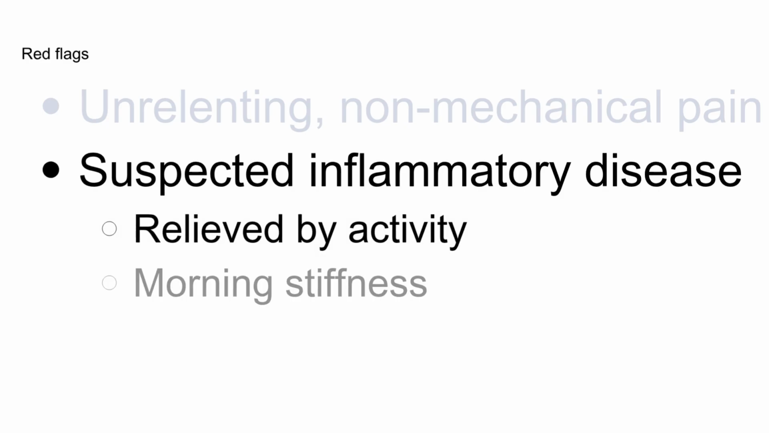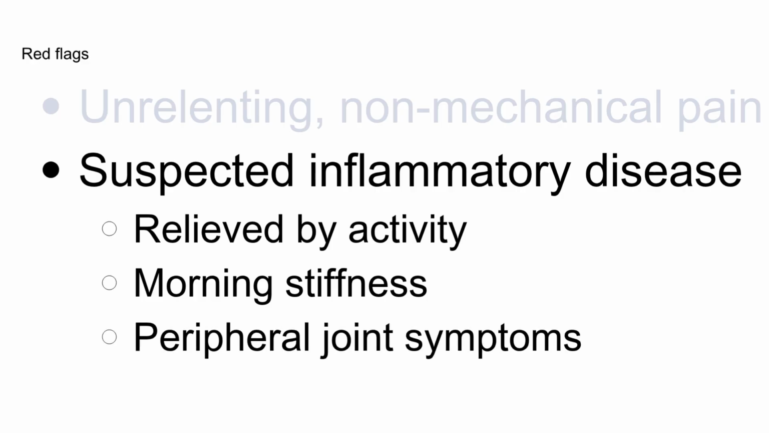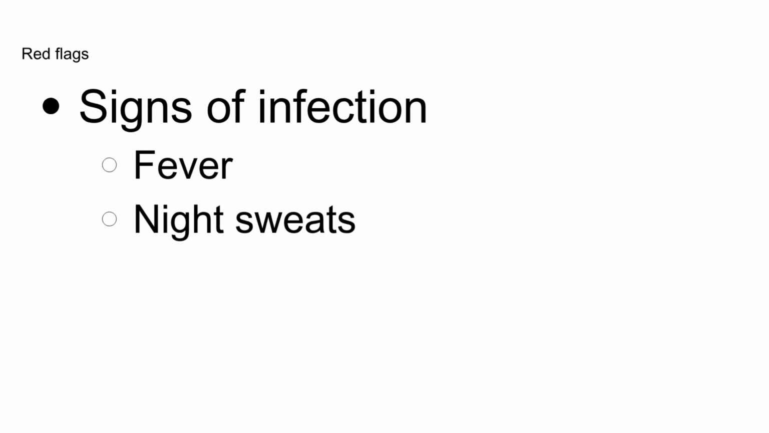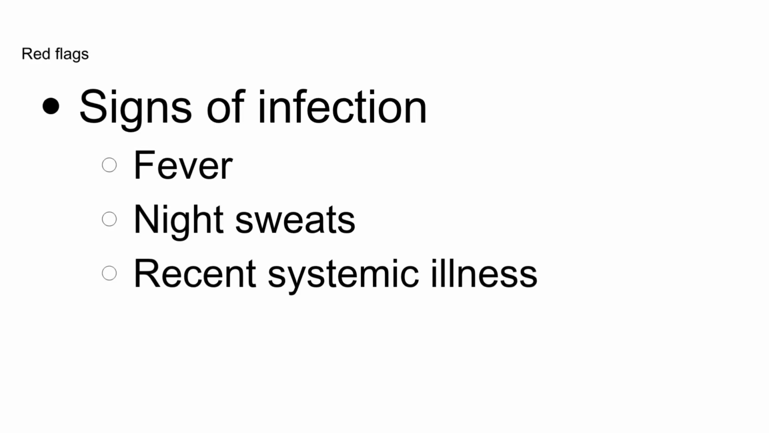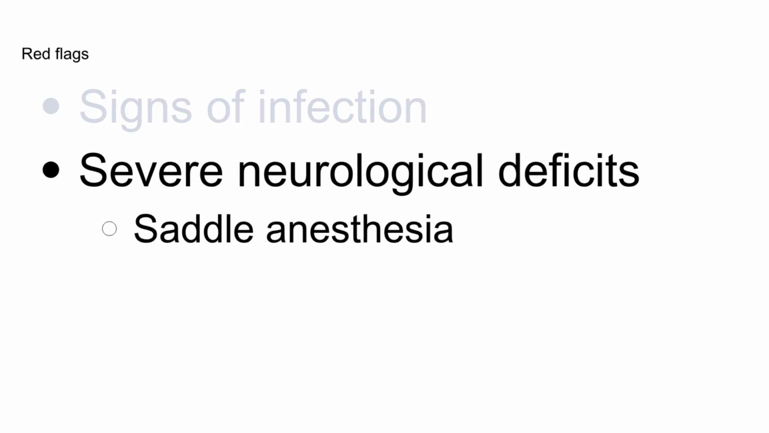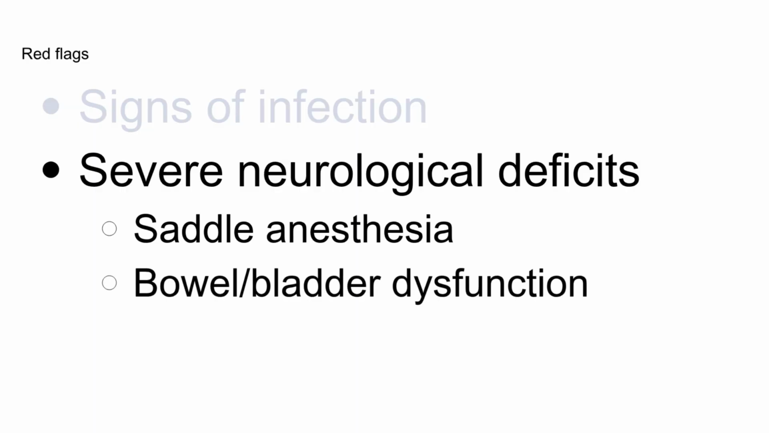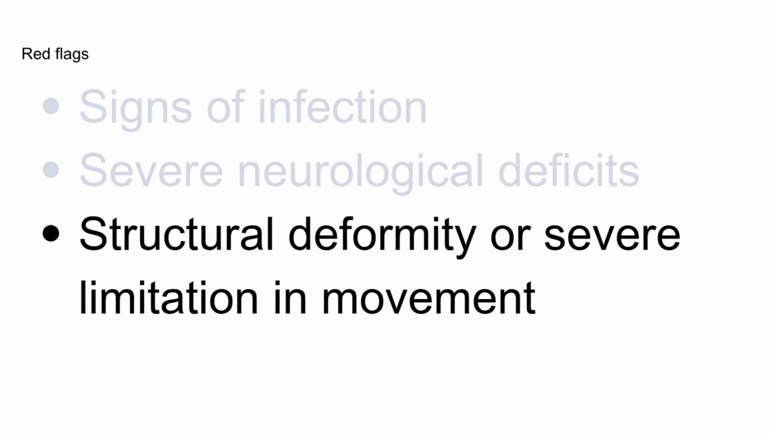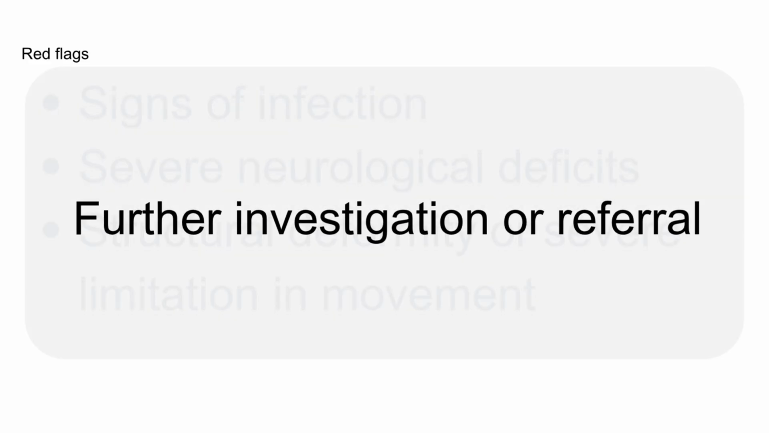Other features include morning stiffness, peripheral joint symptoms, and involvement of the skin, eyes, gastrointestinal, or urinary systems. Signs of infection: fever, night sweats, recent systemic illness, or immunocompromised status. Severe neurological deficits, saddle anesthesia, bowel or bladder dysfunction, progressive motor weakness, structural deformity, or severe limitation in movement. If any of these red flags are present, further investigation or referral is necessary.